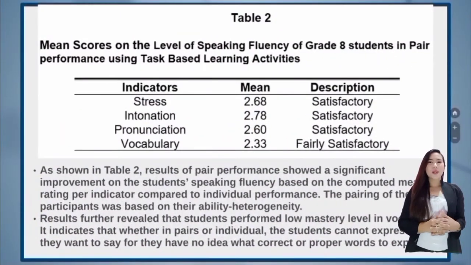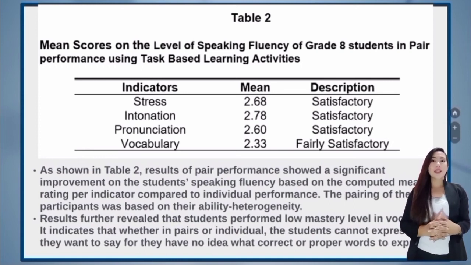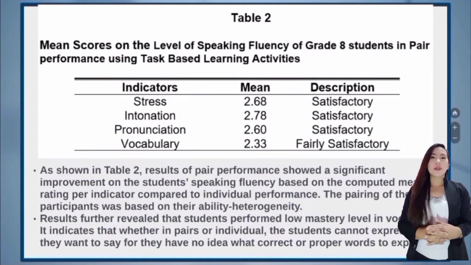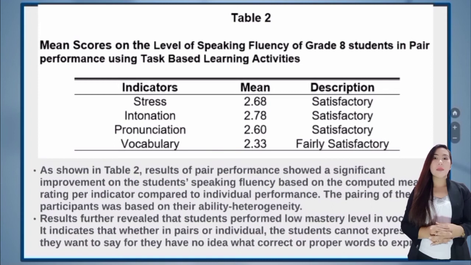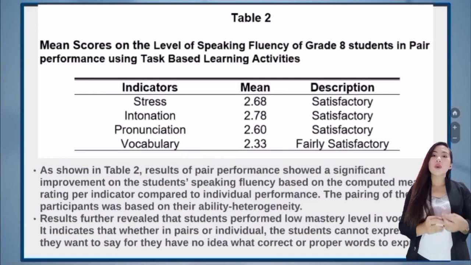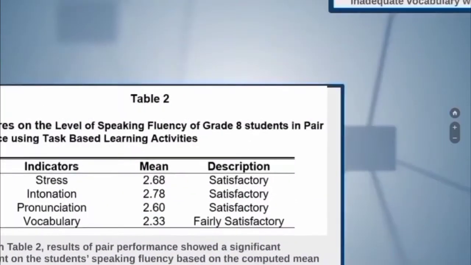Table 2 shows the mean scores and the level of speaking fluency of the grade 8 students in pair performance using task-based learning activities. As shown in the table, results of pair performance showed a significant improvement on the students' speaking fluency based on the computed mean rating per indicator compared to individual performance. The pairing of the participants was based on their ability heterogeneously. Results further revealed that the students performed at a low mastery level in vocabulary. It indicates that whether in pairs or individual, the students cannot express what they want to say, for they have no idea what correct or proper words to use.